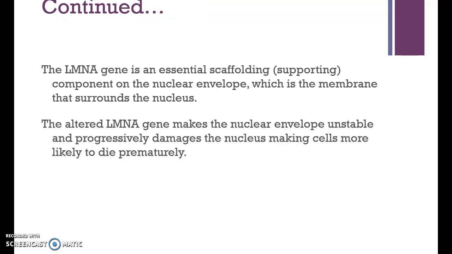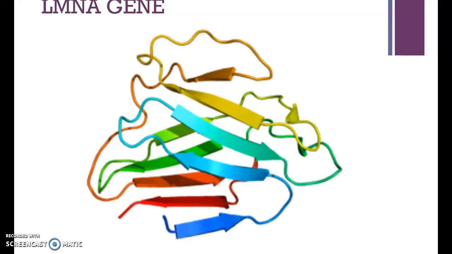The lamin A gene is an essential scaffolding supporting component in the nuclear envelope, which is the membrane that surrounds the nucleus. The altered lamin A gene makes the nuclear envelope unstable and progressively damages the nucleus, making cells more likely to die prematurely. And here is a picture of the lamin A gene.